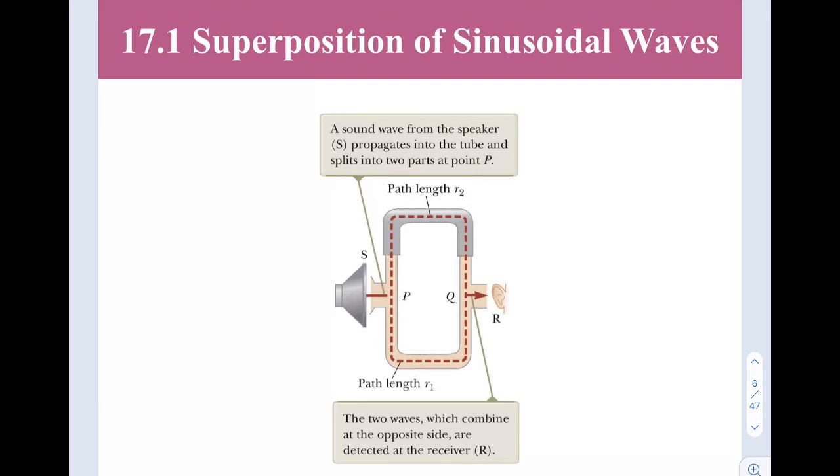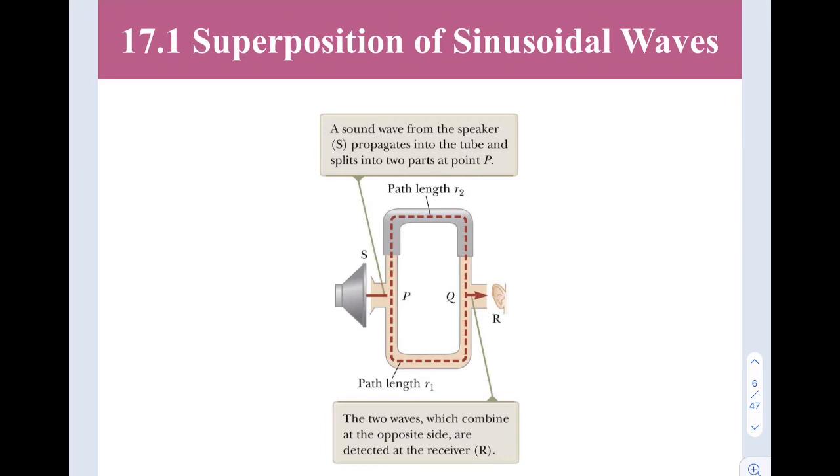Now we're going to take a look at this diagram. This is figure 17.3 in your text, page 453: superposition of sinusoidal waves. For example, we have here a loudspeaker, which is our source of a sound wave that produces sound. The sound wave is going to travel along two different path lengths. This is path length R1, and here we have path length R2. Finally, they combine, meet up, and are received by the observer here at point R.